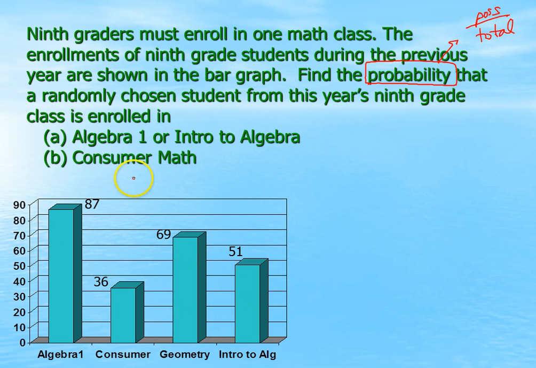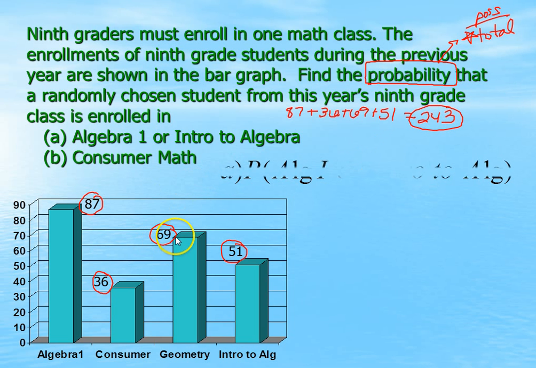So first thing we have to do here is we know our Algebra 1 is 87, we know Consumer Math is 36, we know Geometry is 69, and Intro is 51. If I'm doing probability, what has to be on bottom? The total. So that's the first thing I want you to find. How do we find that? You have to add them. So do that if you haven't done it yet. 87 plus 36 plus 69 plus 51. The total number of students that we're dealing with is 243.